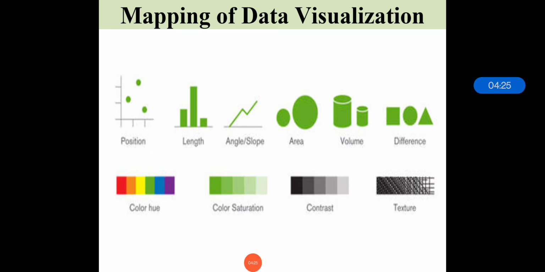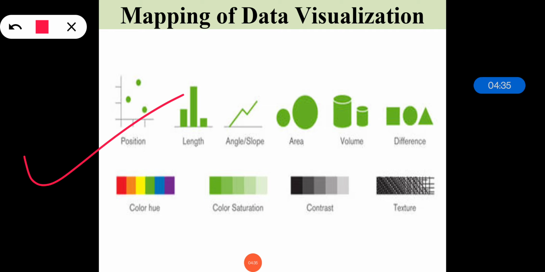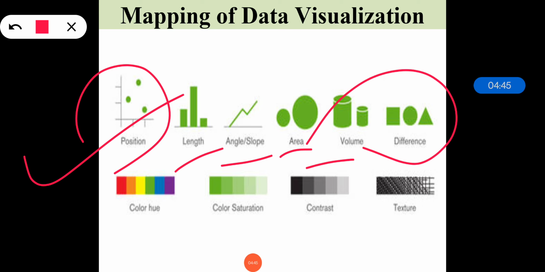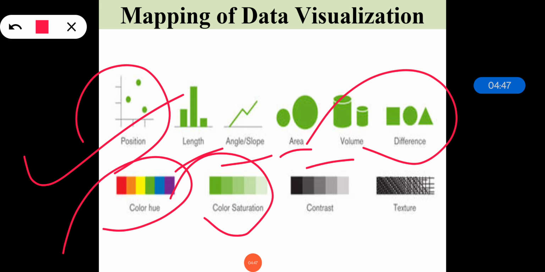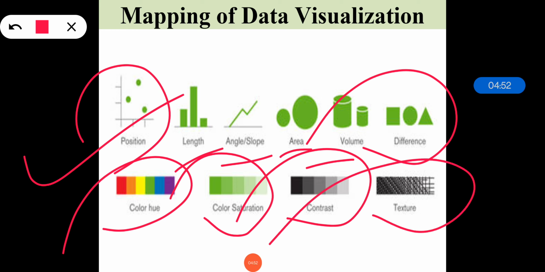Now related to that, the mapping of data visualization is there. For all data to be mapped to a visualization, these are the basic options of display: position, length, angle and slope, area, volume, difference, color hue, color saturation, contrast, and texture. So these are the basic options of display by using which we can map the data to the visualization.